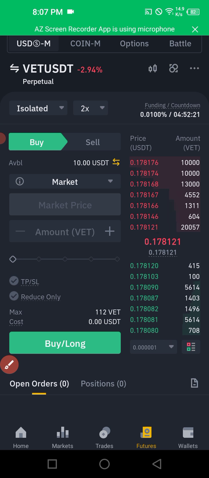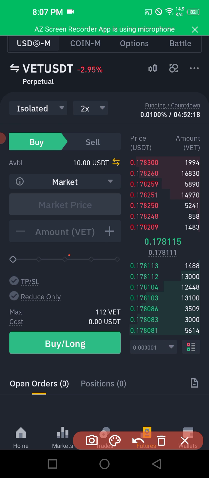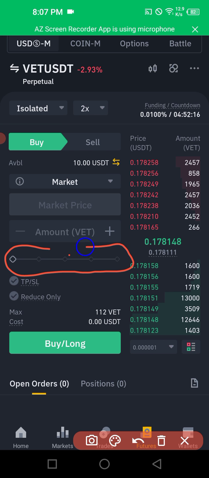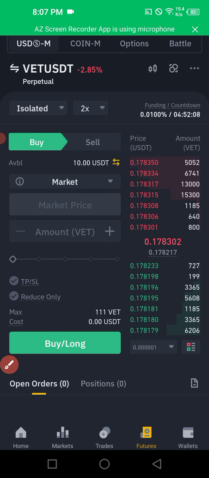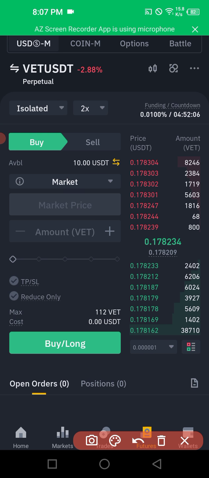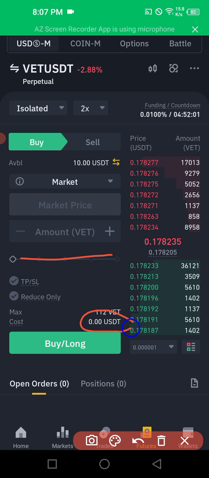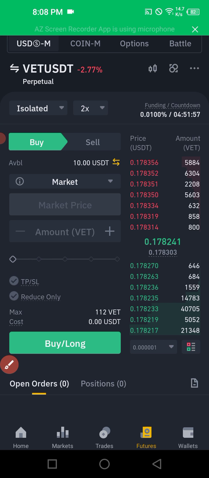So let's choose market for the sake of this tutorial. Now the next part here is the amount. Here is where you select the amount you want to use for the trading. For the sake of this tutorial, I'm going to drag this to the left. Take note of the increment of the amount here. Are you seeing it?